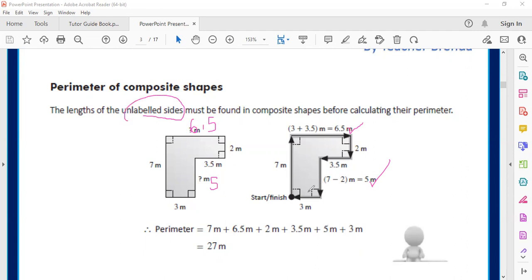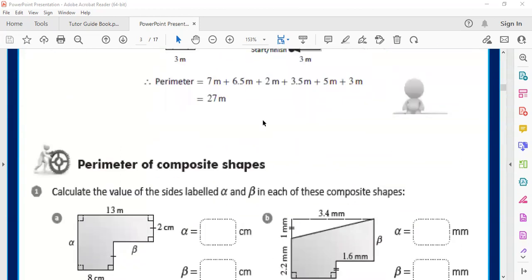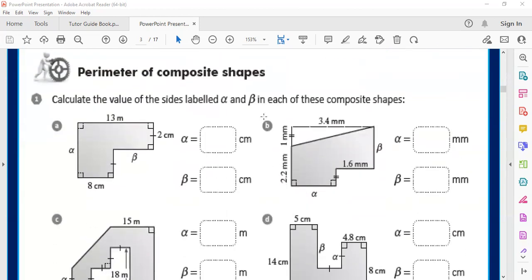So that's how you find out the lengths of the unlabeled sides. You find out first, then you just add them up. Add all the outside sides, not the inside. Okay, don't go add the inside part. You start at a corner and you finish there. So 7 plus 6.5 go around, plus 2 plus 3.5 plus 5, the one you calculated, and finally add the 3 and you get 27 meters. This is perimeter, a bit more difficult, but for some of you, I don't think it is. So how about you guys solving this?